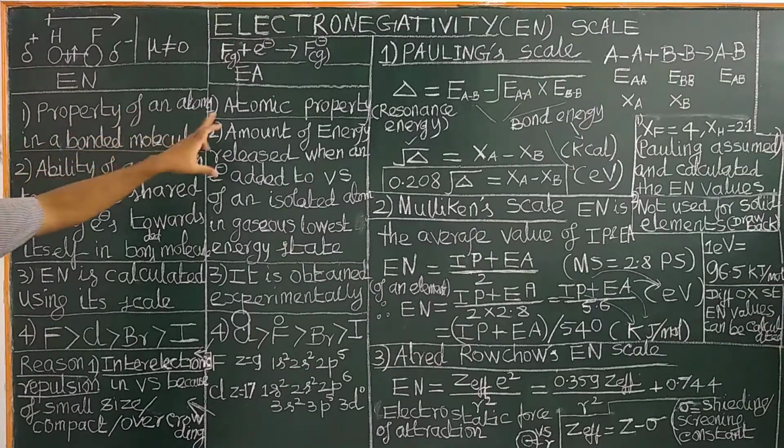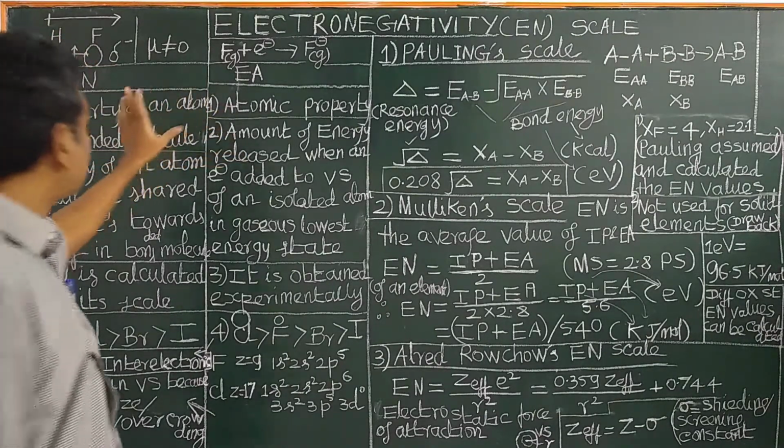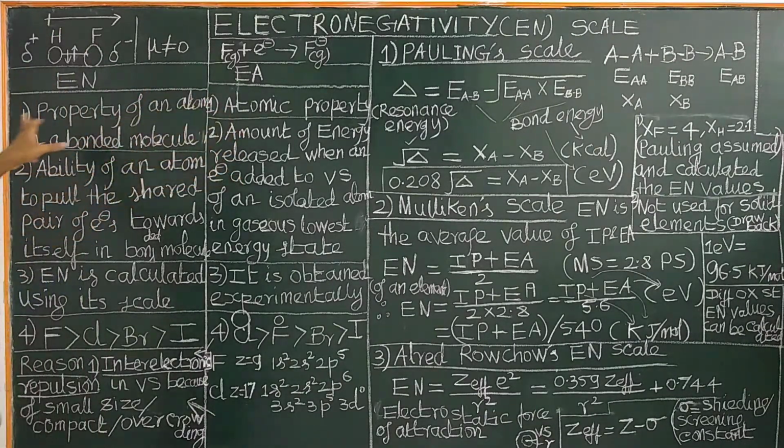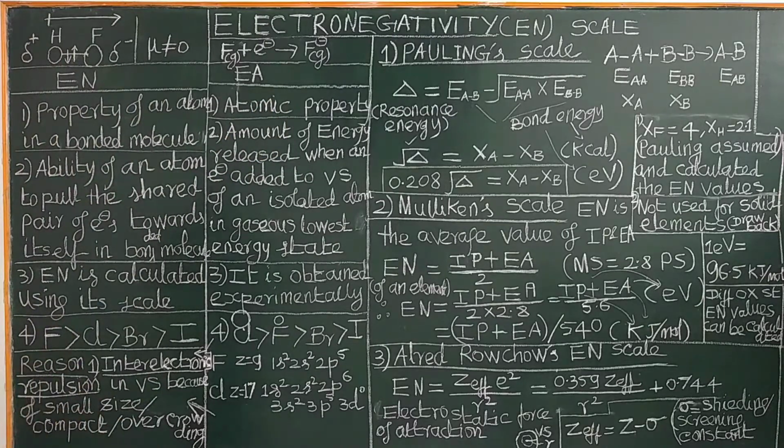Electronegativity is the property of an atom in a bonded molecule. We can say electronegativity is a molecular property. Electron affinity, it is an atomic property.